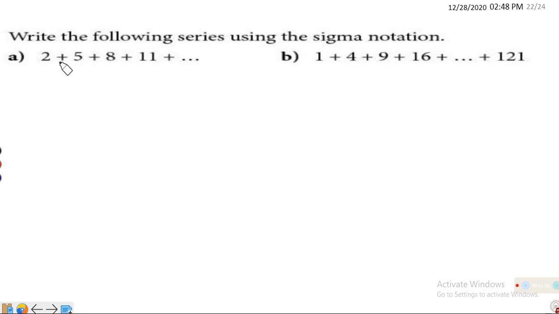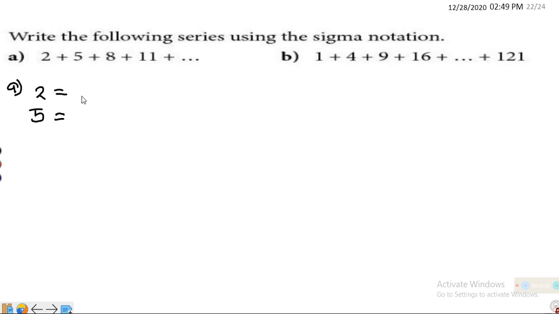Another example, write the following series using the sigma notation. Okay, if we want to write the series in sigma notation, we must know how to generate the nth term of the series, and then we can write it in sigma notation. So we use the method of writing the nth term of a sequence also. So for A, we have the first term to be 2, the second term to be 5. The difference between the first and the second is 3.